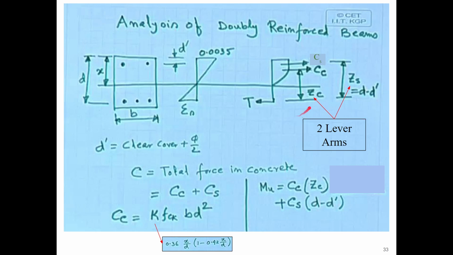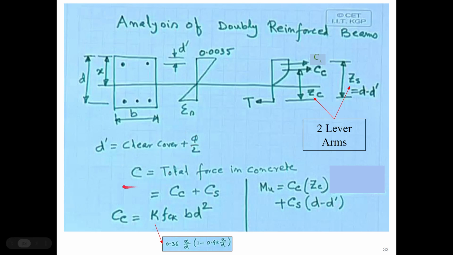So for finding the moment carrying capacity from the side of concrete, we have to use both the zc value as well as the zs value. But for finding the moment carrying capacity from the side of steel, like from the side of tension, it will be one only. We will assume one value only. We will see how it is done when we solve problems. So d prime is basically clear cover plus phi by 2, which is the effective cover from the side of compression.